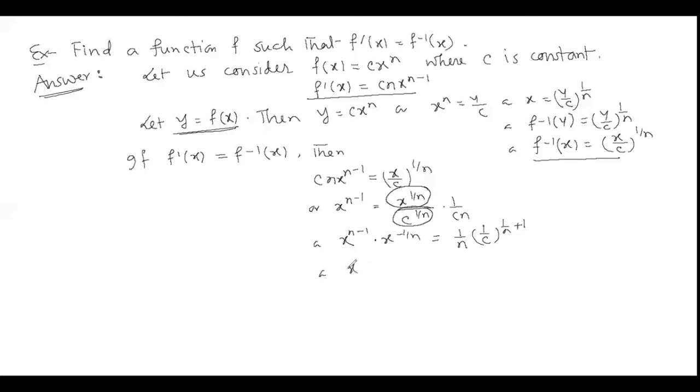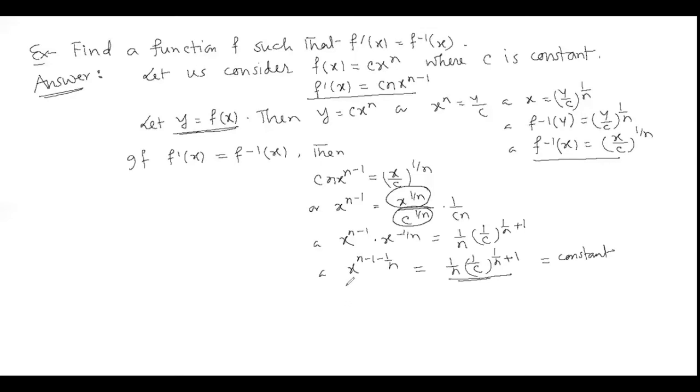Now, what will be the power of x? It will be x to the power n minus 1 minus 1/n is equal to 1/n into (1/c) whole to the power 1/n plus 1. So look at the right hand side, it is a constant. n is constant, c is constant, so it is constant. Now the left hand side is a power of x.